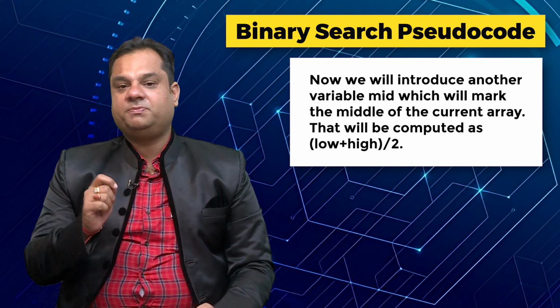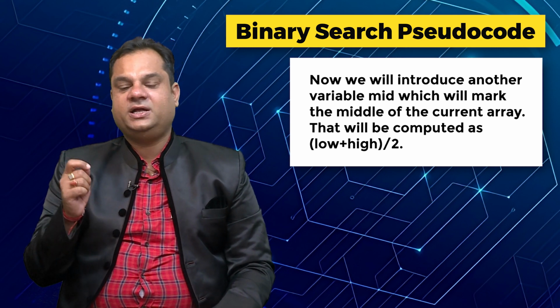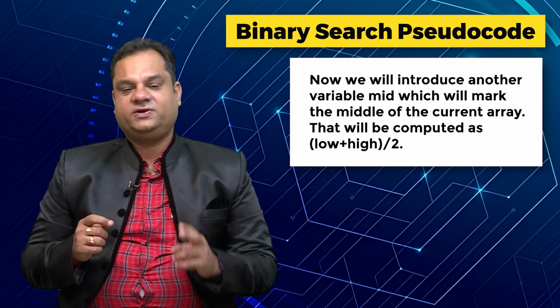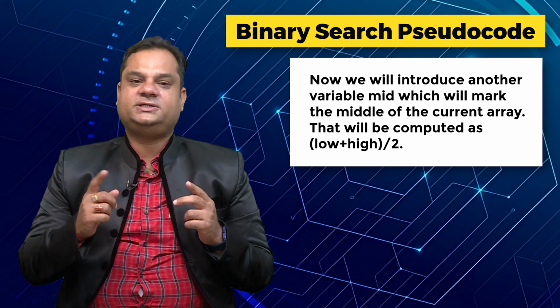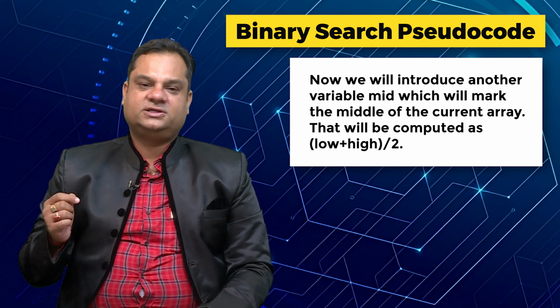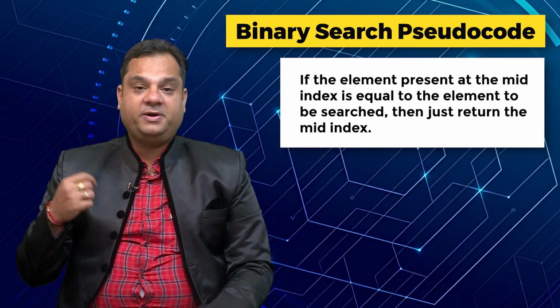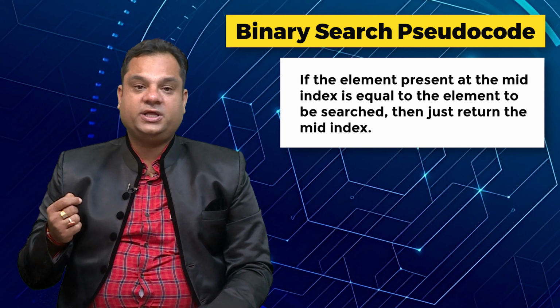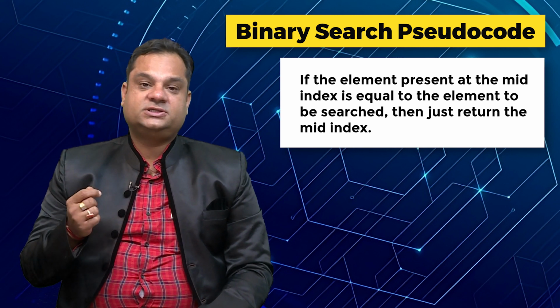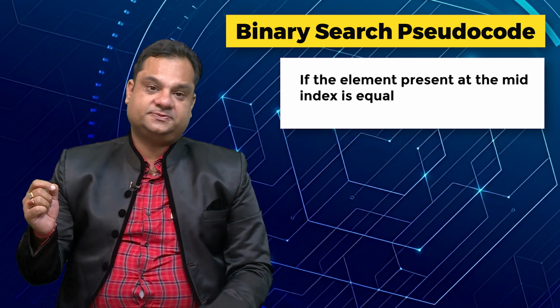Now we will introduce another variable mid which will mark the middle of the current array. That will be computed as floor integer of (low plus high) by 2. It means we can say the beginning position plus the last end position by 2, and the result should be in integer form. If the element present at the middle index is equal to the element to be searched, then just return the mid index.